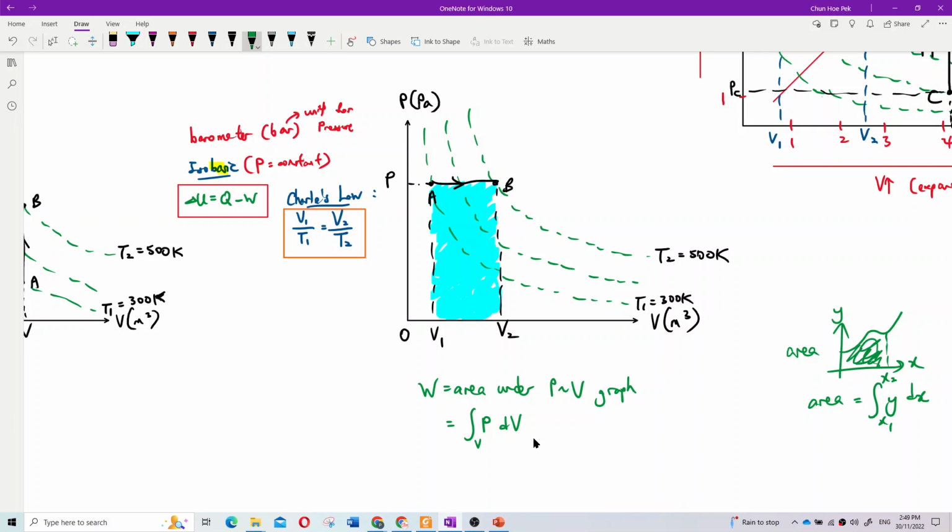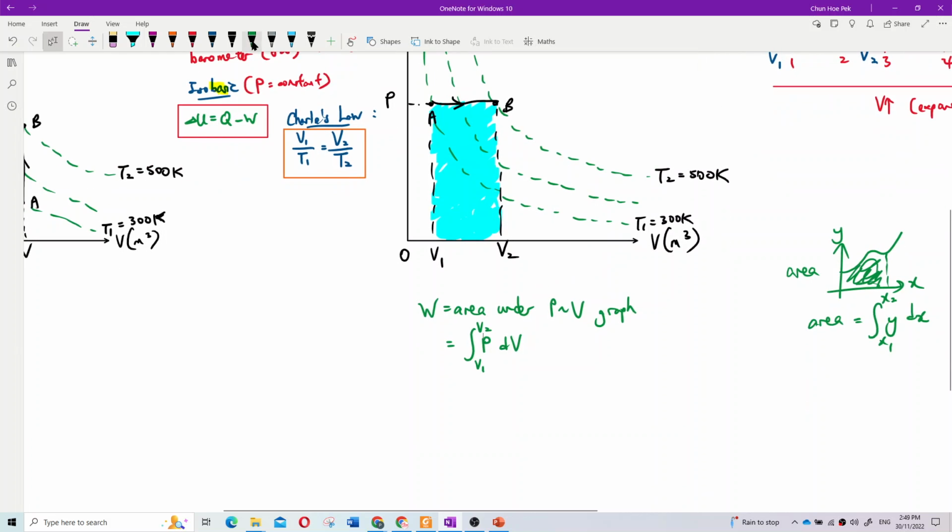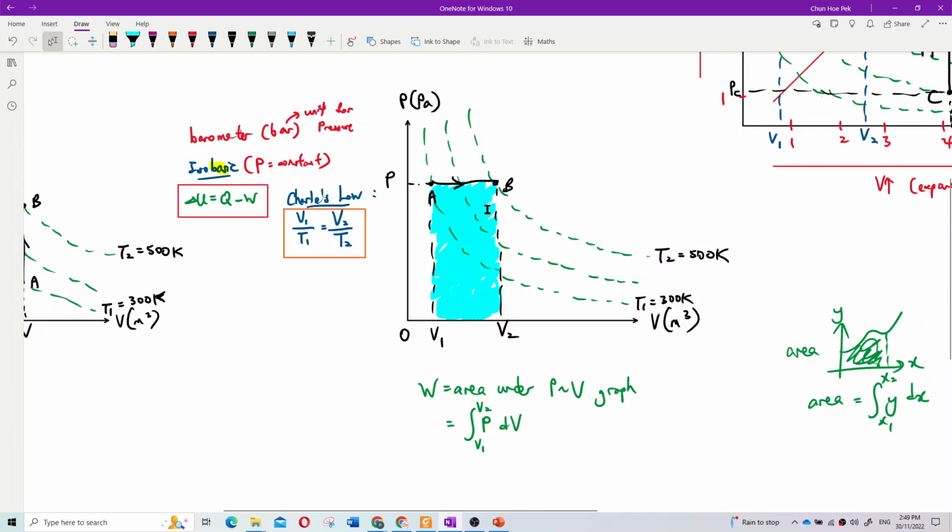Actually this is integrating from volume 1 to volume 2, integrating the pressure-volume graph. So how are we going to do this? From here you can see isobaric is a very simple process. It's actually a rectangle. So how to find the area under this graph? Actually, you need to integrate, but because it's a rectangle shape, you just calculate the rectangle. So area under the graph is the work done.